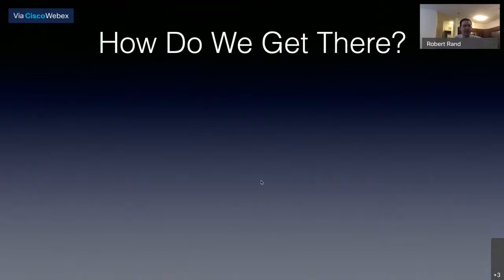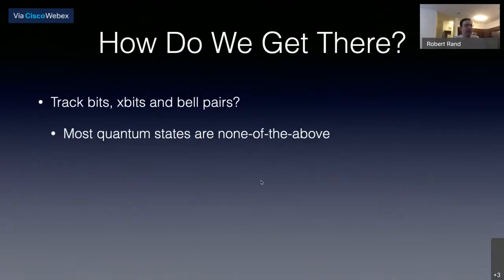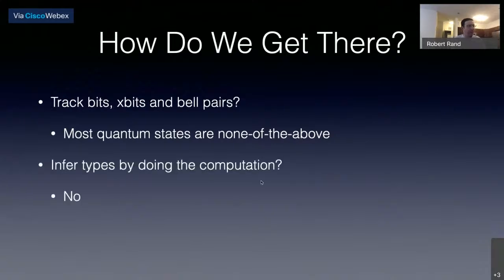So given that this is what I want, how would we get to having a system that has rich classifications of the different types of qubits that exist? We could just try tracking these bits, X bits, and Bell pairs, but we'd run into a problem in that we'd very quickly leave the domain that we're talking about, and basically nothing would get typed as bit, X bit, or Bell pair as soon as you performed an operation on them.